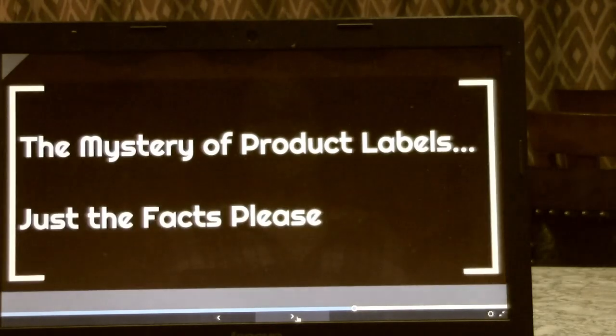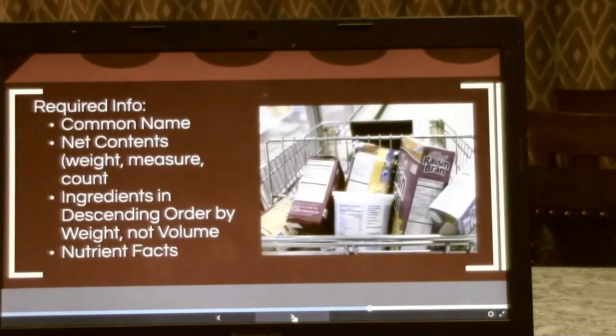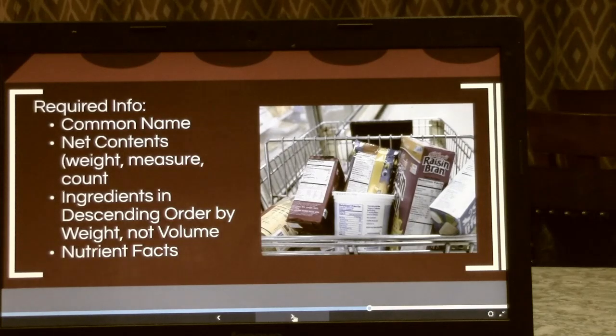All right, let's talk about labels, the mystery of product labels, and this is where some of your worksheets come into play. Let's go through what's required to be on a label and the information to help you decipher that on the worksheets. So first of all, required information is a common name. Your package has to tell you, is this cereal? Is it crackers? Is it pasta? Is it cottage cheese? Whatever the product is, it has to have a common name.